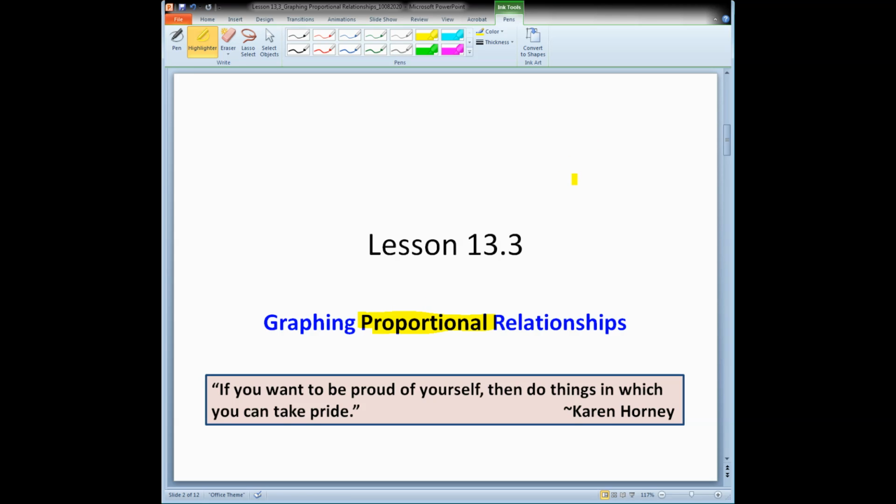So, graphing proportional relationships. Okay, so we start with a quote, and the quote is, if you want to be proud of yourself, then do things in which you can take pride. So I'll pause the video here for a few seconds of reflection and give you some time to think about that quote. And if you want to share some of your thoughts with me, you can. You don't have to. I think this is a pretty cool quote. Anyway, the video is going to pause now.